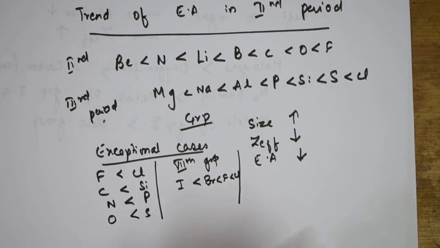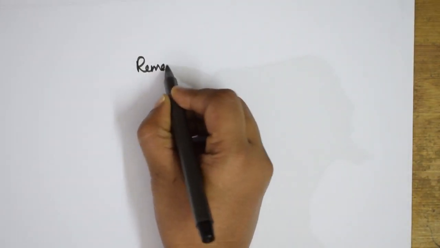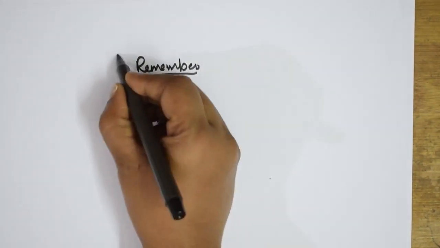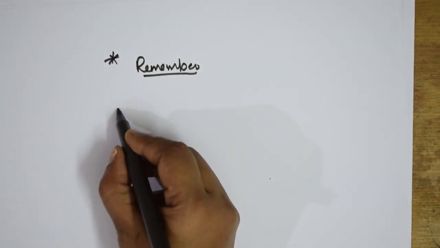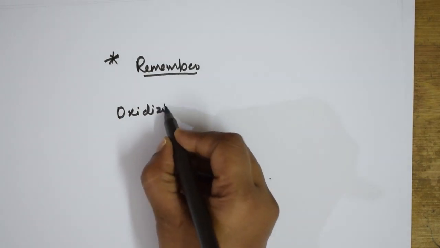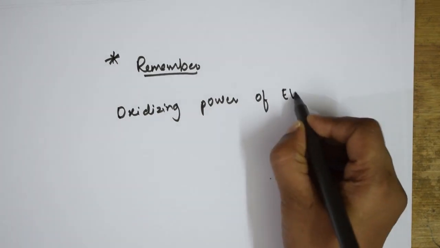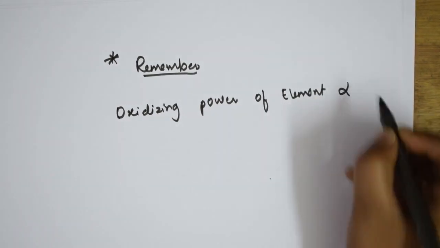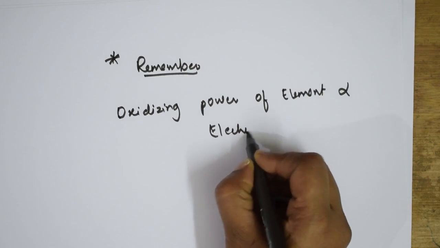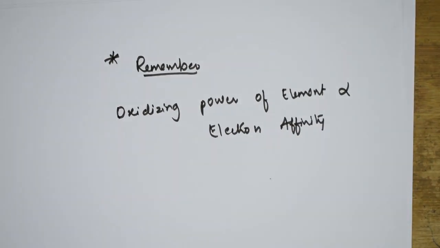Right? Now, one important thing you should remember in the electron affinity concept. Very important thing to remember, because they will ask you. What is that? Oxidizing power. Oxidizing power of an element is directly related to electron affinity. Remember this, very, very important.